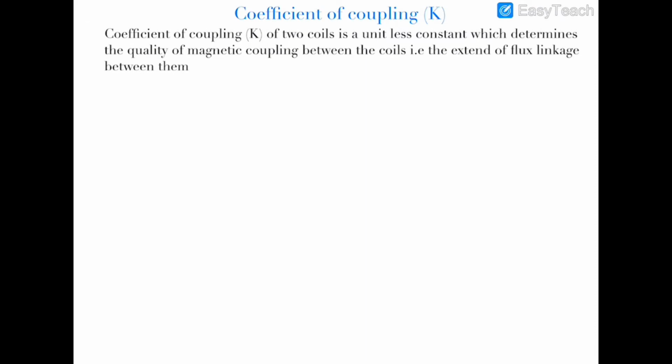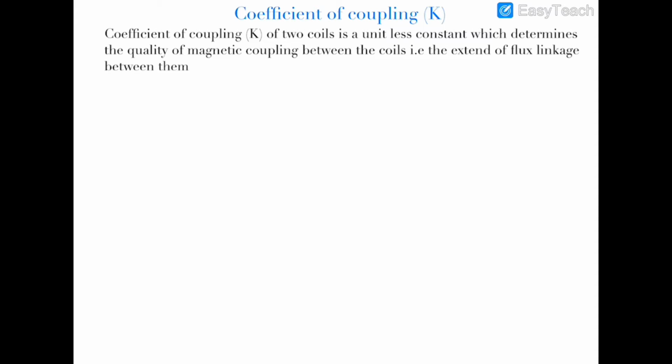Hello guys, in this video we are starting a very important concept, also called the coefficient of coupling. The coefficient of coupling is a unitless, dimensionless constant which determines the quality of magnetic coupling between any two coils, and we all know that magnetic coupling means the amount of flux which is linked with each other. The greater the linked flux, the greater the magnetic coupling.